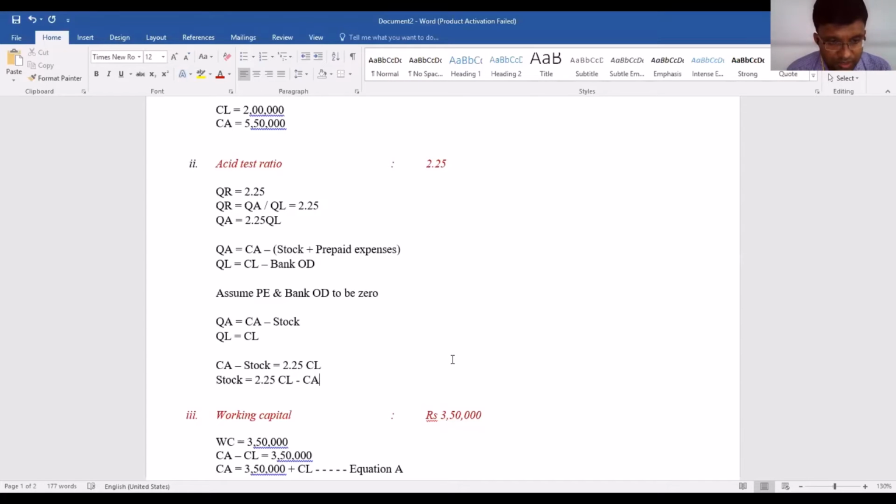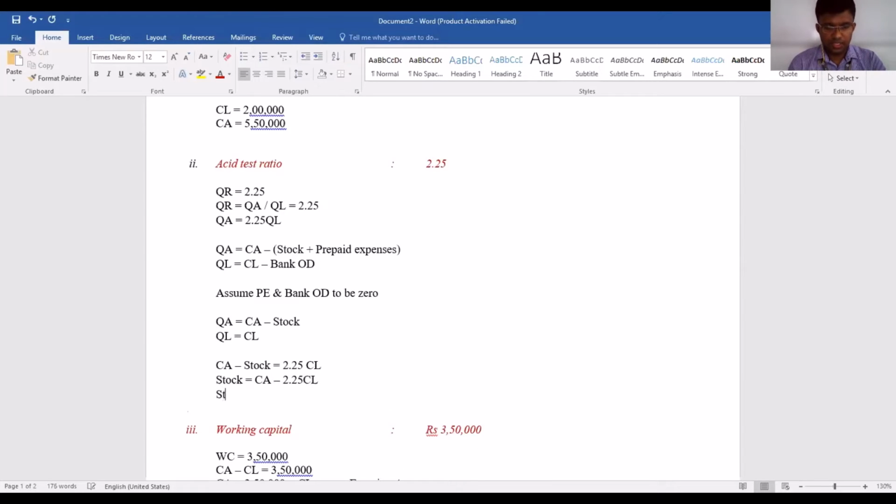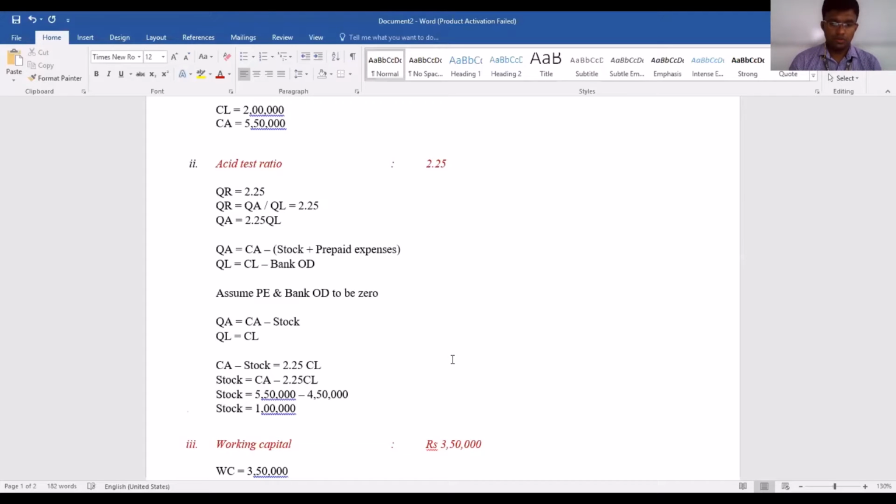So let me just cross check the signs. Okay, no, sorry, it was the other way around. It should be current asset minus 2.25 times current liability. So let's just quickly solve for this. Stock is equal to, we know the value of current asset, 5,50,000, minus 4,50,000. So we get stock is equal to 1 lakh.